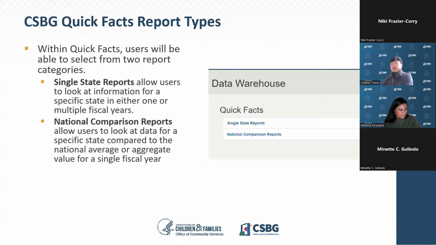Within Quick Facts, the pre-configured reports are organized into two categories, which are single state reports and national comparison reports. Single state reports allow users to look at information for a specific state in either one or multiple fiscal years. National comparison reports, on the other hand, allow users to look at data for a single state and compare it with aggregate national data for a single fiscal year.